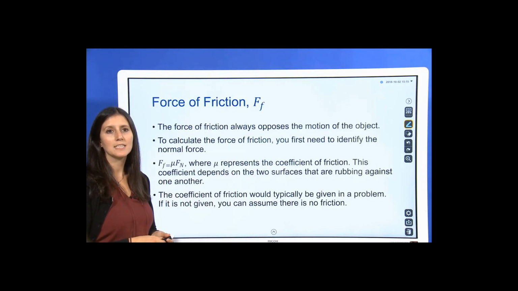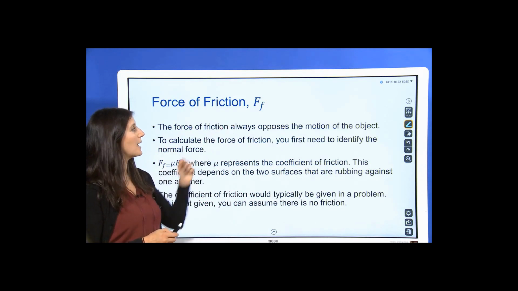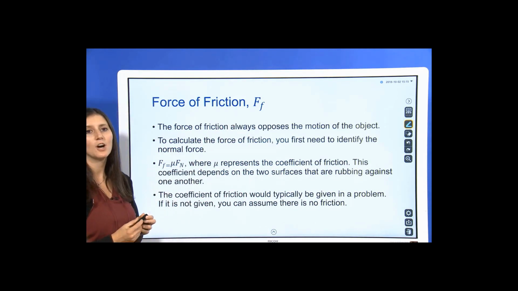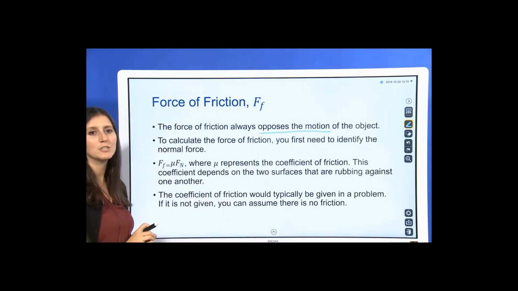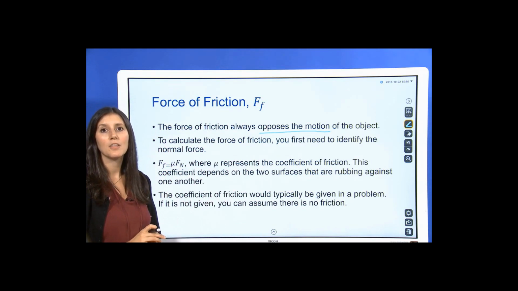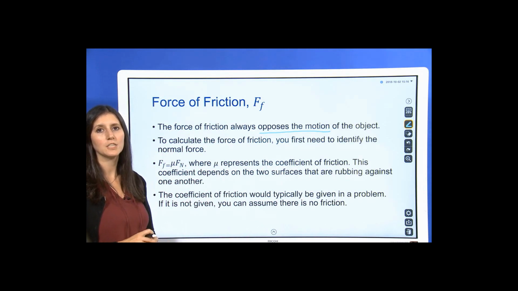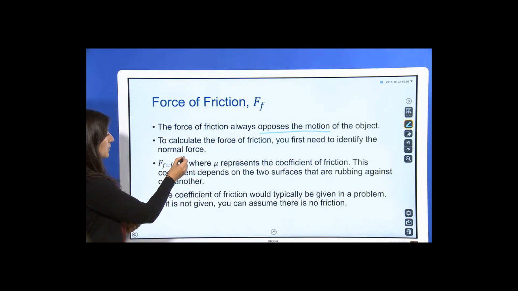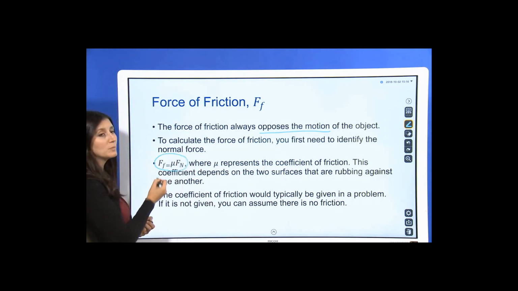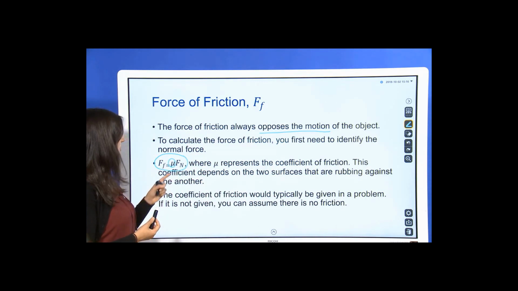The next type of force is the force of friction, or F sub f. The force of friction always opposes the motion of the object. Okay, so it's always going in the opposite direction that the object is actually moving. If you want to calculate the force of friction, you first have to calculate the normal force. And that's because the equation for the force of friction, which will be given to you on a test or an exam, is equal to the coefficient of friction. This right here, mu, is the coefficient of friction, times the normal force.